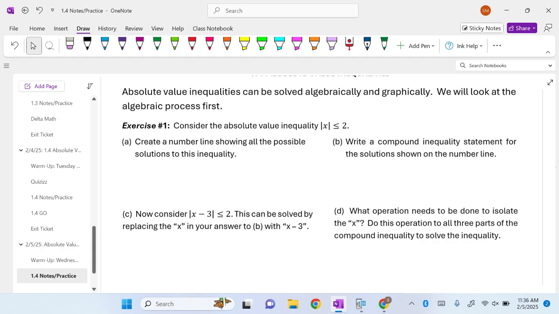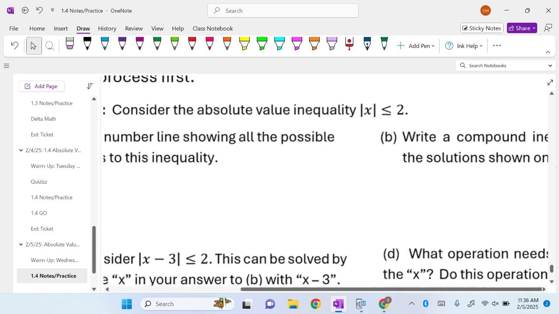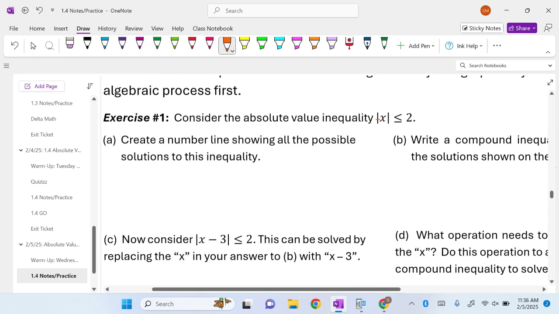So, if we're going to consider this absolute value inequality, the absolute value is less than or equal to 2. First off, we're going to create a number line showing all the possible solutions to this inequality.